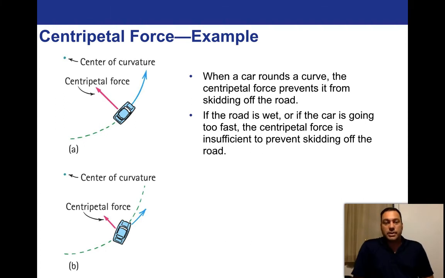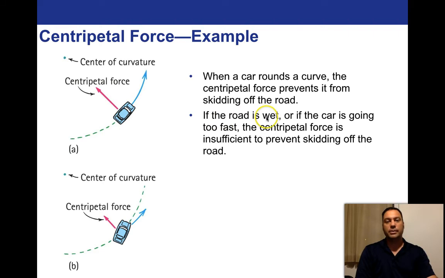All right, so let's give some examples. When a car rounds a curve, so here we see a car making a curve, the centripetal force prevents it from skidding off the road. So here's the center of curvature. And this arrow is going to be pointed right at the center of curvature, and this is the centripetal force. And as a matter of fact, the centripetal force is being exerted in the form of friction. It's a frictional force in terms of a car making this turn.